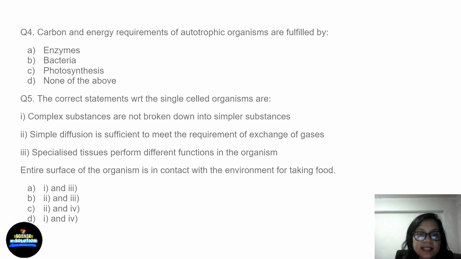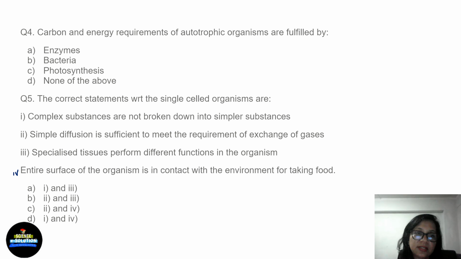Next one is: the correct statements with respect to single-celled organisms are: 1, complex substances are not broken down into simpler substances. 2, simple diffusion is sufficient to meet the requirement of exchange of gases. 3, specialized tissues perform different functions in the organism. 4, entire surface of the organism is in contact with the environment for taking food. This is statement number 4. I'm so sorry, some mistake has taken place.